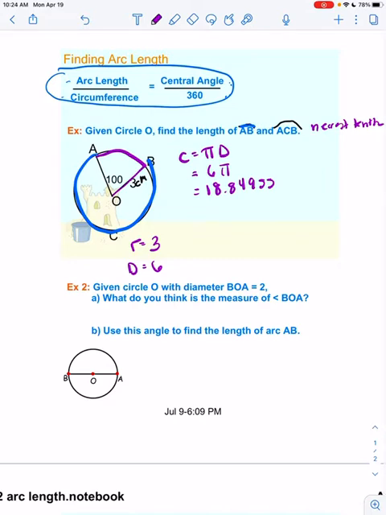So let's start with arc AB. AB over 18.84955 equals the angle that's made. That's this angle, 100, out of a total of 360. So that's the proportion we're going to use here. Okay, we're going to cross multiply.